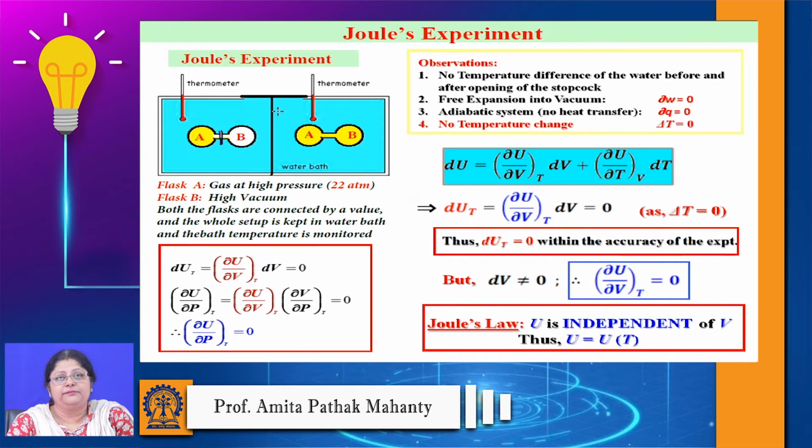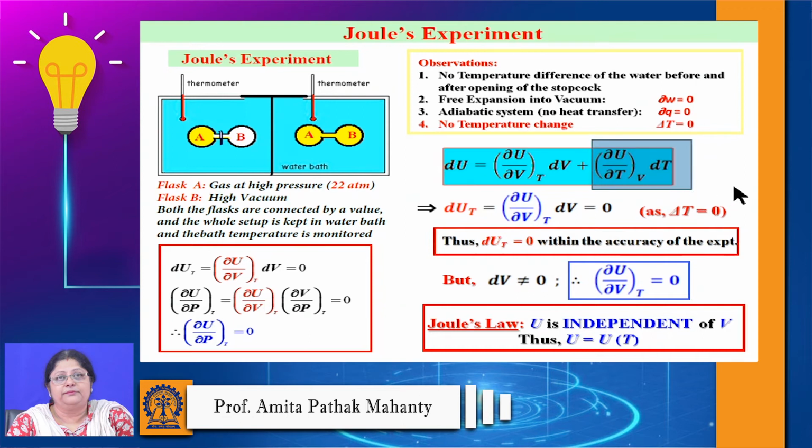It's a free expansion, so work done is 0, P external is equal to 0, and it is an adiabatic system, so delta Q is equal to 0. His observation was that there was no temperature change. So if you have the total differential of the internal energy in this form, since there is no change in temperature, we can say this part is equal to 0. So this part goes to 0.